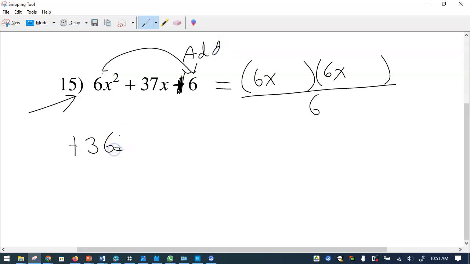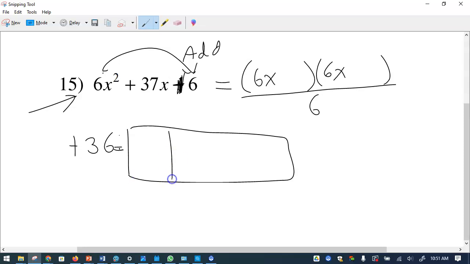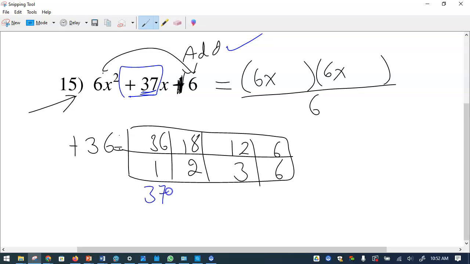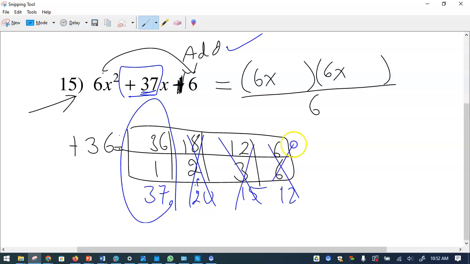For this 36, there's a lot of options. I can think of at least 4. 1 times 36 is 36. 2 times 18 is 36. 3 times 12 is 36. And 6 times 6 also is 36. And among them, which one adds up to this 37? 37 is the best bet, because the second one adds to 20, this one to 15, and this one to 12. So this won't help, right? So only the first one.